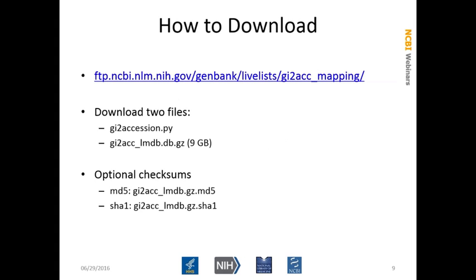So how do you get this? Well, it lives on an FTP site here, GenBank live list, then gi2ac_mapping. So you go there and you'll find a number of different files. One of the files will be gi2accession.py, so that's of course the Python script. Another file will be gi2ac_lmdb.db.gz. So that is the thing that you need to download, and that's about 9 gigabytes compressed.